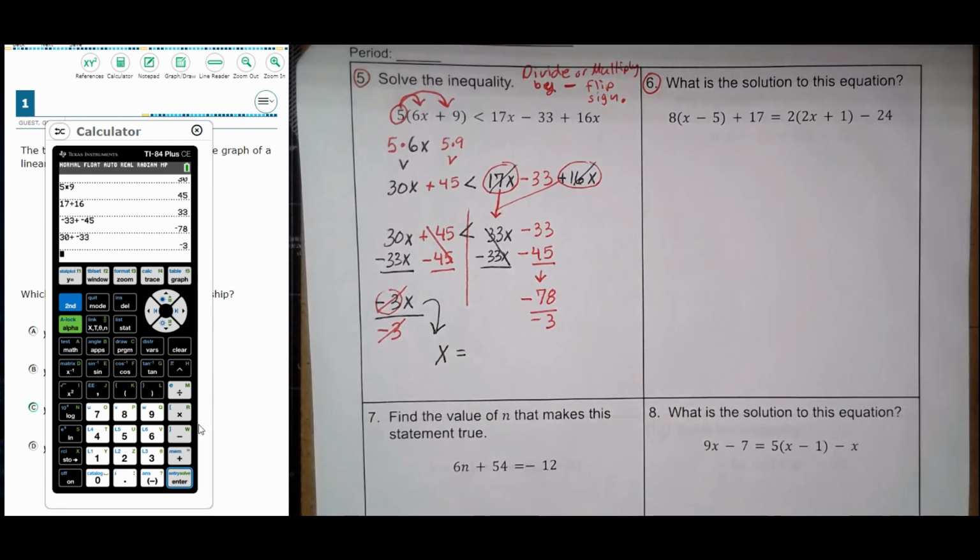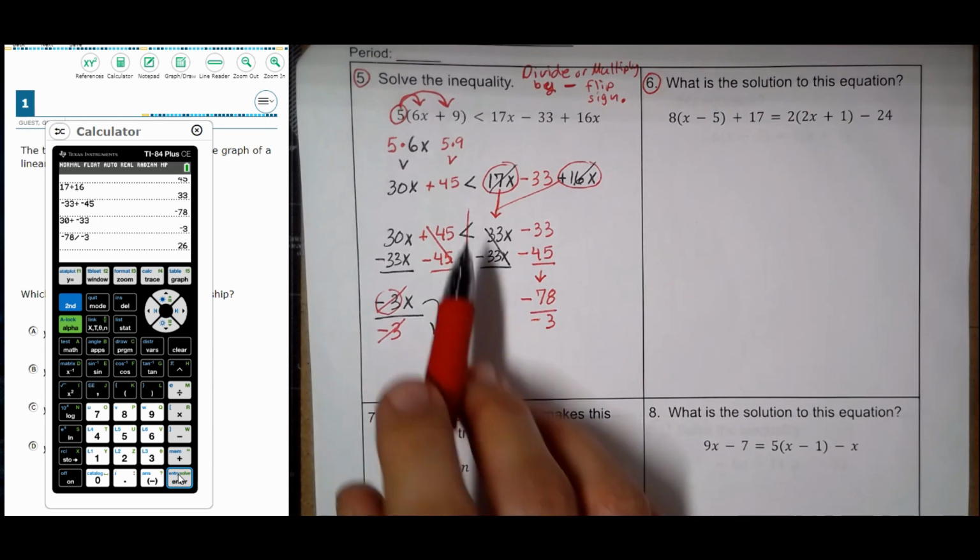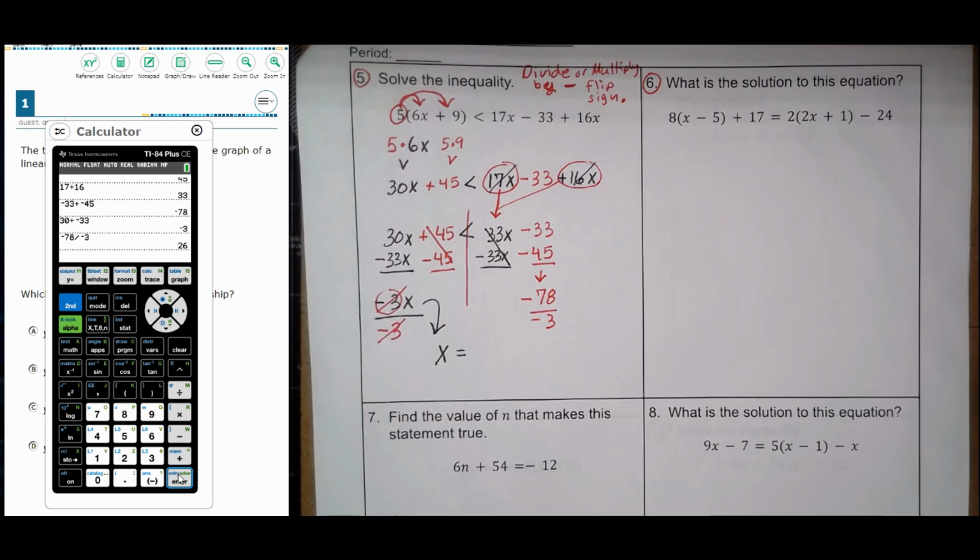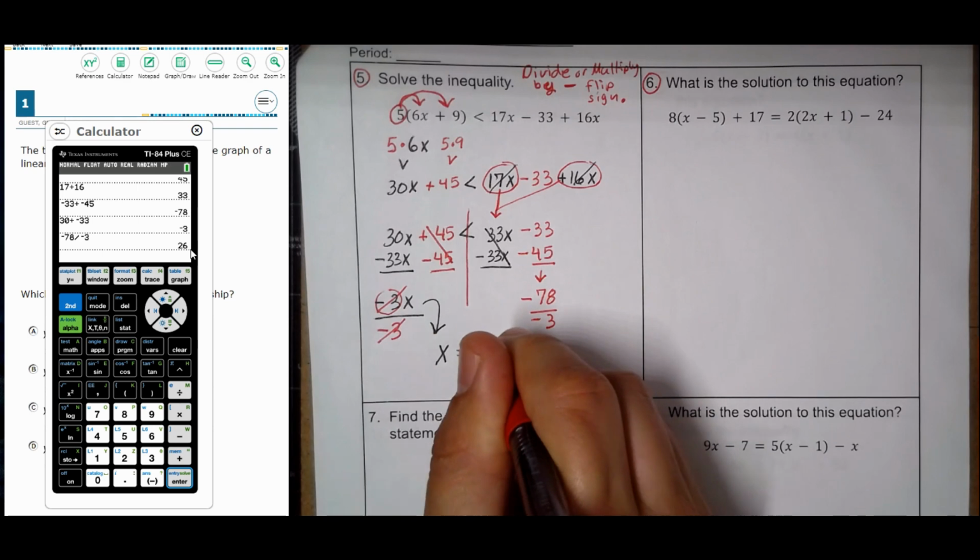And now I'm going to do -78 divided by -3. Now I do want you to notice, just out of habit, I put an equal sign here, but I forgot. We actually have an inequality sign. So my answer on my calculator, notice it's positive 26. So I'm going to write a 26 on here.